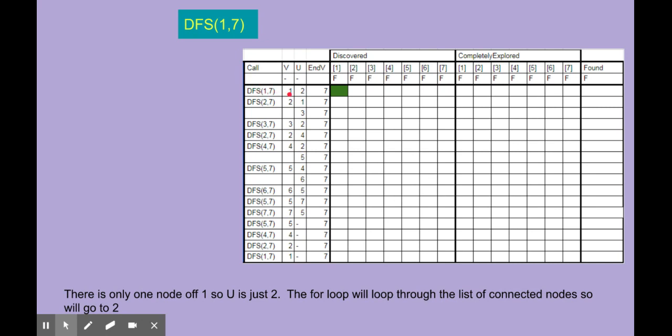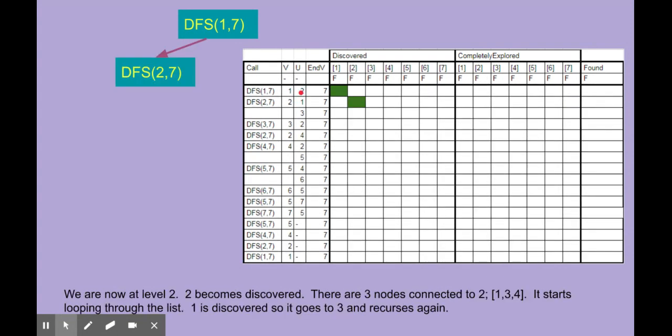So we call it with 1 and 7, V's 1, and 2 is the next thing that's connected to it. So once we get to 2, we go in there and we call. First off, we make the position 1 discovered. We found it because we've called it. The first thing we do is discover it. We go to 2, we discover 2.